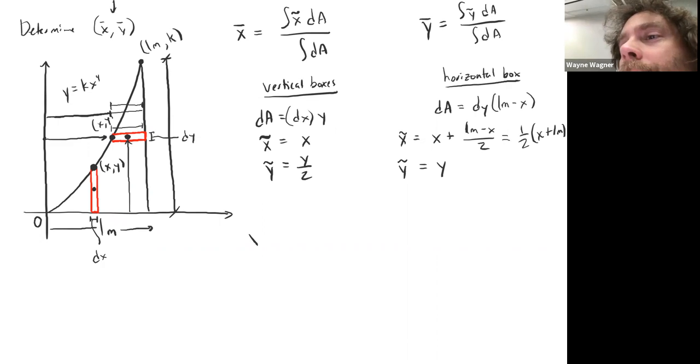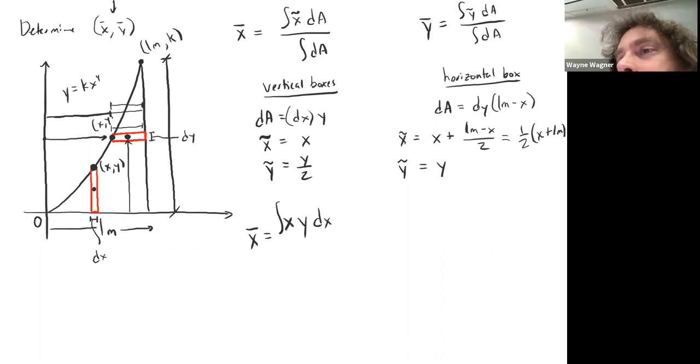So here's my x bar. It's x tilde over dA, which is going to be the integral of x y dx, and underneath it, I'm going to do the integral of dA, which is y dx. That looks pretty nice. I'm not going to lie, it looks nice.